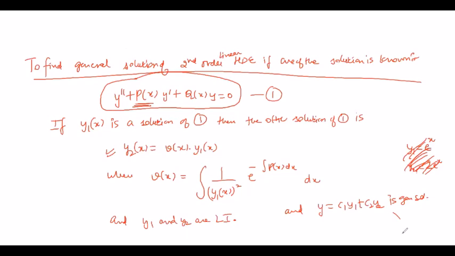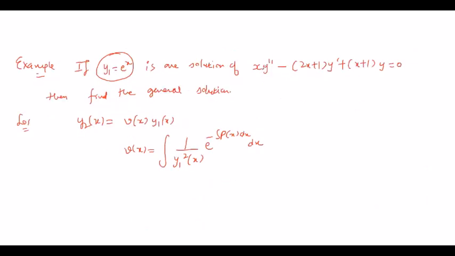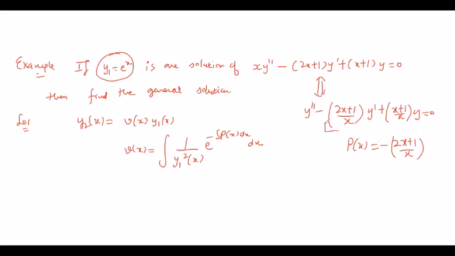So our differential equation is not in that form. The coefficient of y double dash is not 1. So this is equivalent to y double dash minus (2x plus 1) by x y dash plus (x plus 1) by x y is 0. So now I can compare and I can find my p(x) is this one, including the negative sign, minus (2x plus 1) by x. So you put this value of p(x) over here.